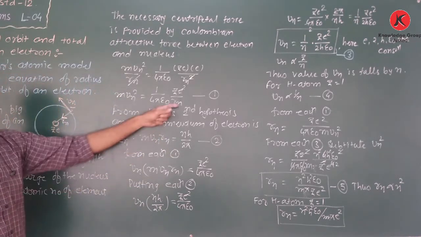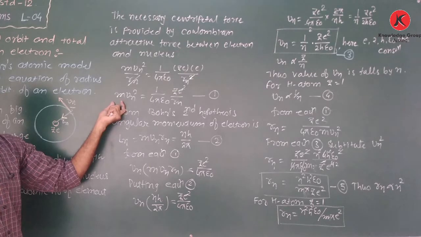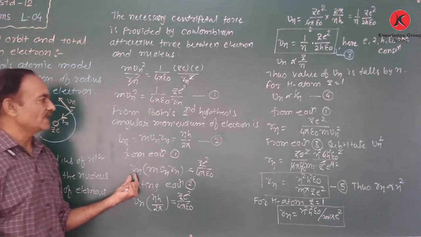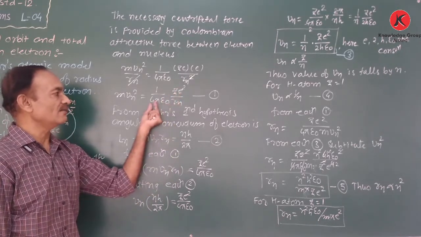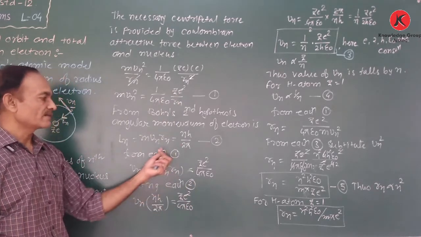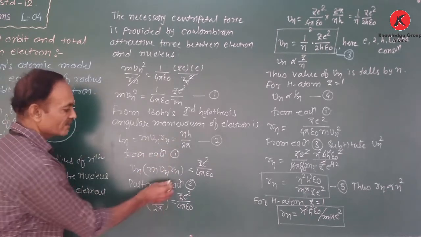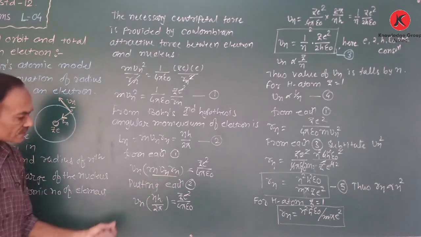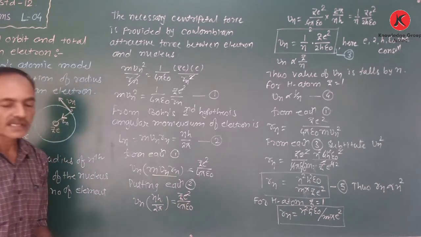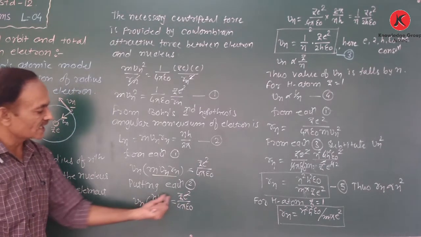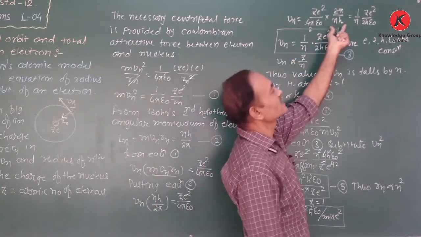Now from equation 1, take the Rn here, and instead of m Vn square, we can write m Vn into Vn into Rn. Therefore, Vn is out of the bracket. Inside the bracket, m Vn Rn is equal to Z e square upon 4 pi epsilon 0. From equation 2, what is the value of angular momentum? m Vn Rn is equal to nh upon 2 pi. Here we substitute the value of this. Therefore, Vn into nh upon 2 pi is equal to Z e square upon 4 pi epsilon 0. Therefore, Vn is equal to Z e square upon 4 pi epsilon 0 into 2 pi upon nh.